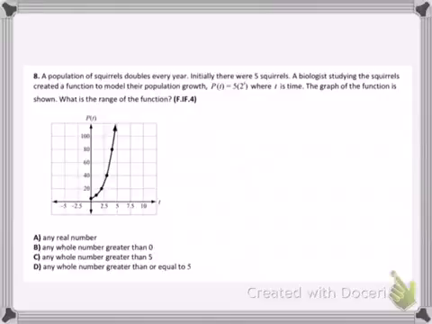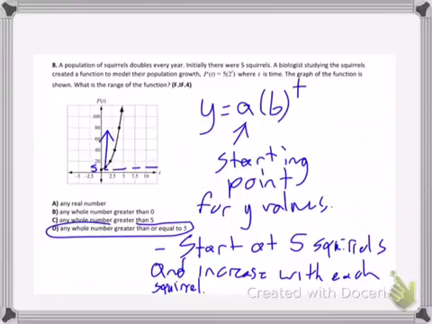So our range, remember, is dealing with the y values. So right here, we know a is our initial value. So we know that'll be 5. So you start at 5 squirrels.